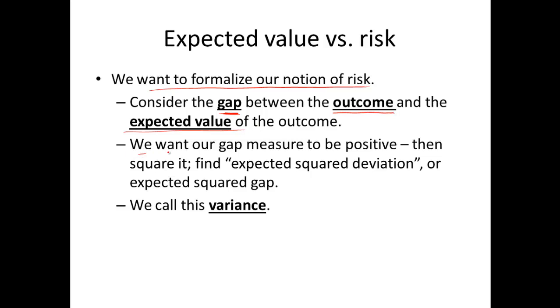We want our gap measure, like this average gap measure, to be positive. And so in order to make sure it's positive, what we'll need to do is square it. So let's square the gap. And then what we'll find is the average or expected squared deviation. And that's what we're going to call variance. Okay, now variance is going to help us answer the question about risk. So that's where we're headed here.